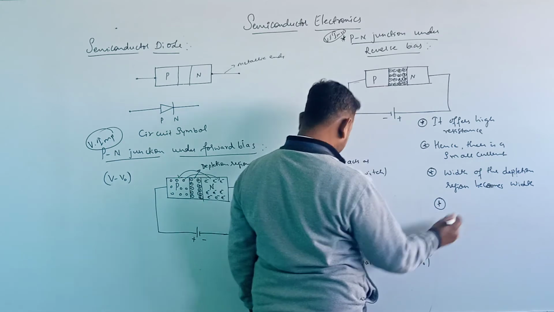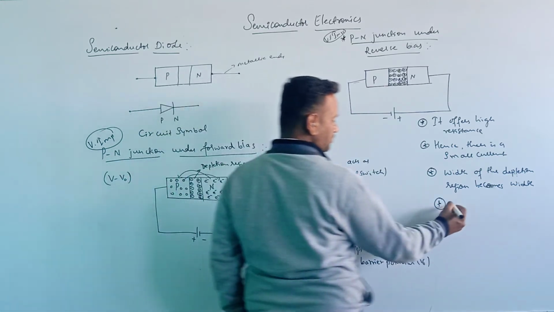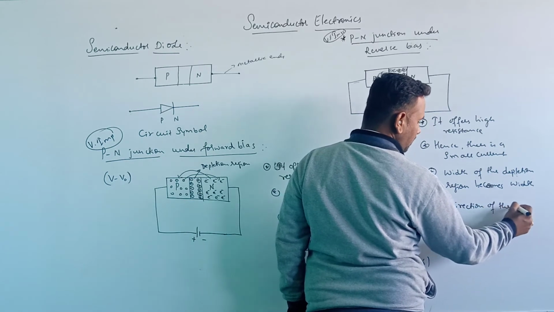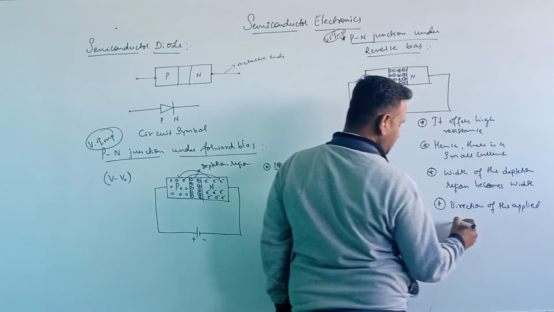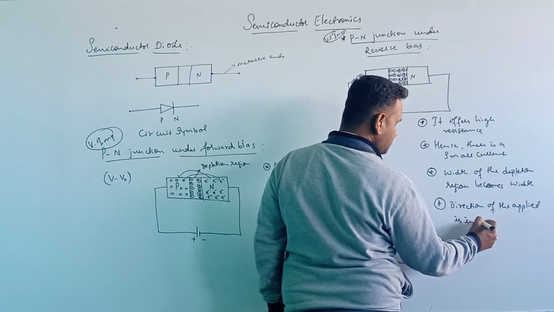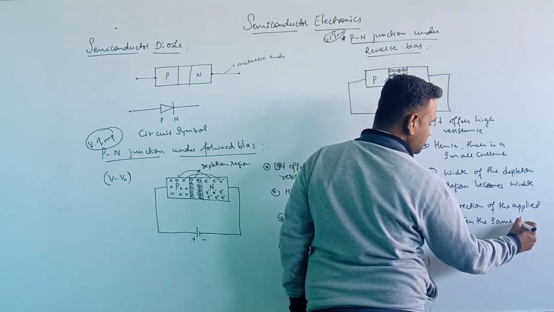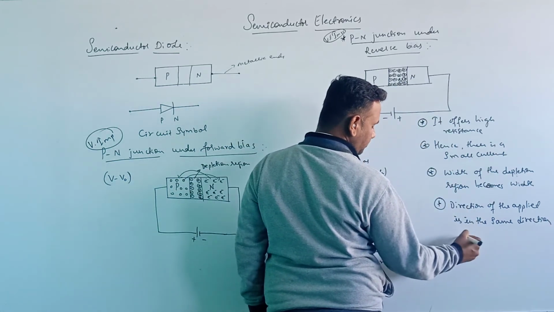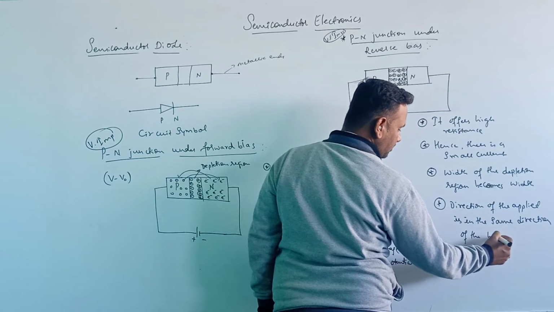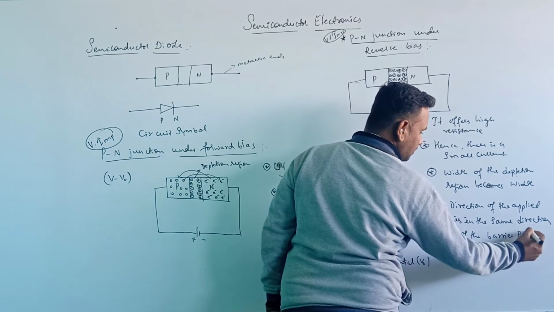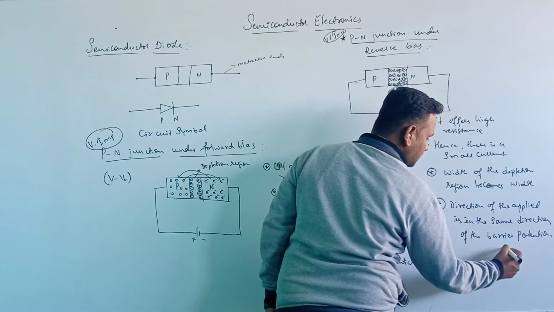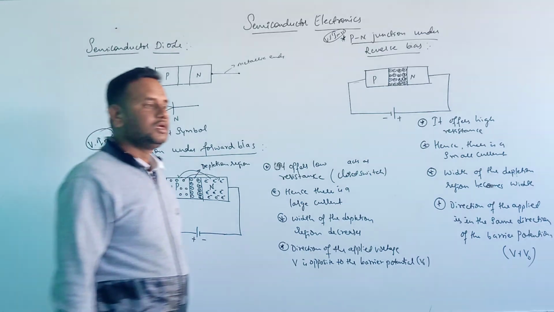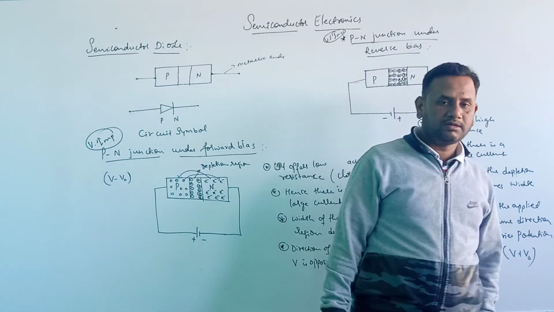And the direction of the applied voltage is in the same direction as the barrier potential. Hence here it is V plus V naught, where V is the applied voltage and V naught is the barrier potential.